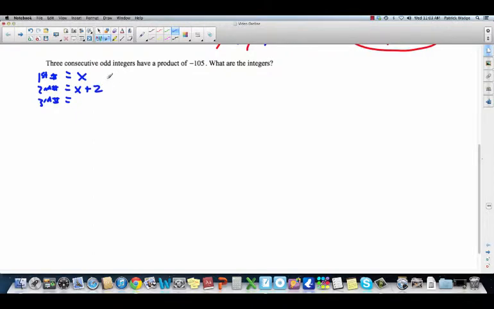What do you do to get from 15 to 17? Add 2. What do you do to get from 21 to 23? Add 2. So you always have to add 2. How much do you have to add to get to the next one? You got to add 4. Okay, the product, that means multiply. So we're going to multiply those things together. And we're going to get an answer of negative 105.